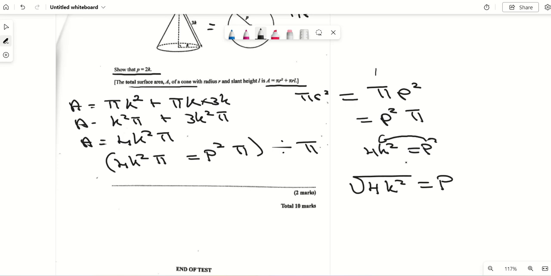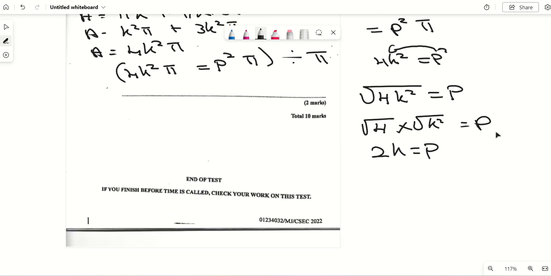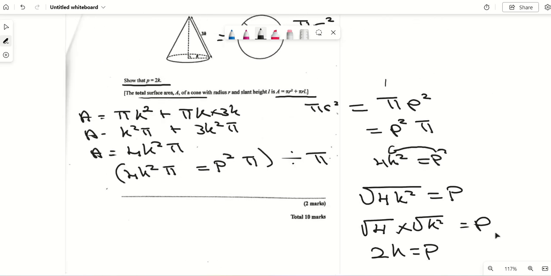Now, we know that the relationship between 4 and k squared is multiplication. So it would be the square root of 4 multiplied by the square root of k squared is equal to p. The square root of 4 is 2. The square root of k squared is k. This is equal to p. And that is how you would show that p is equal to 2k. Right, and that would be the end of May, June 2022.